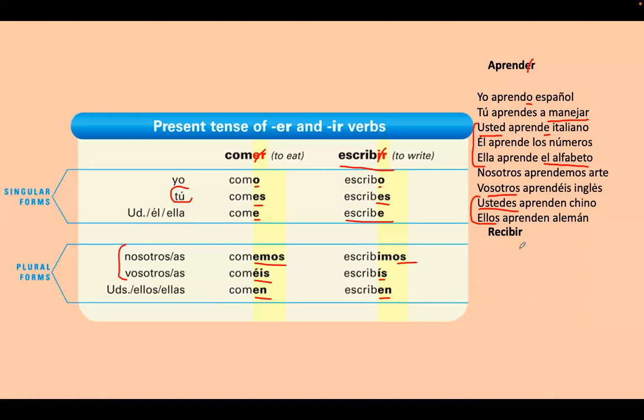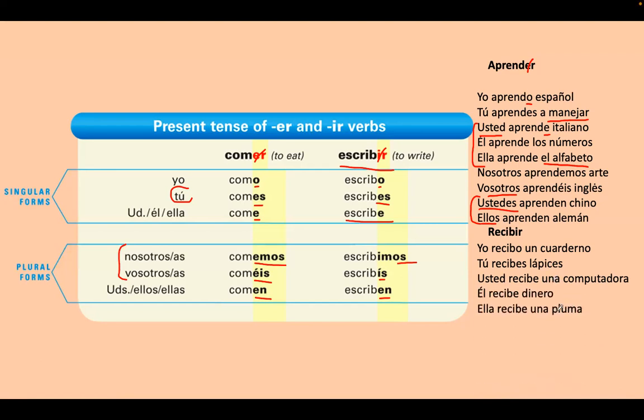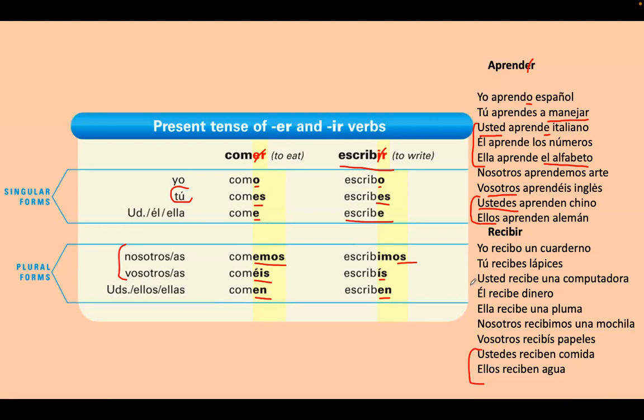Okay, so let's do recibir. Yo recibo un cuaderno, tú recibes lápices, usted recibe una computadora, él recibe dinero, ella recibe una pluma, nosotros recibimos una mochila, vosotros recibís papeles, ustedes reciben comida, ellos reciben agua. Again, these two are the same.